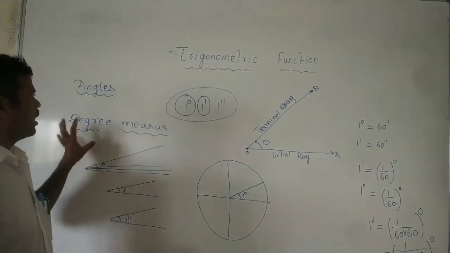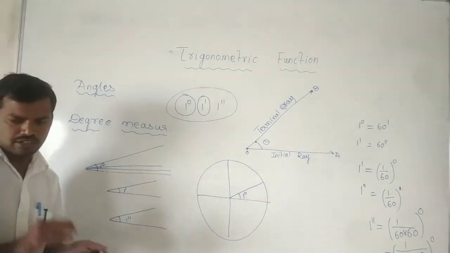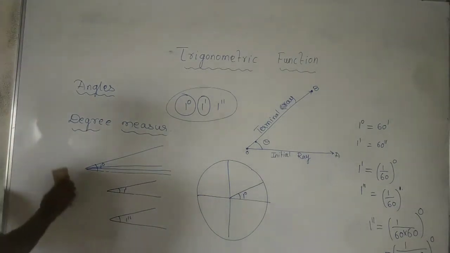So this is about the angle degree. Next we come to another measure which we have to discuss. Which is the other measure?